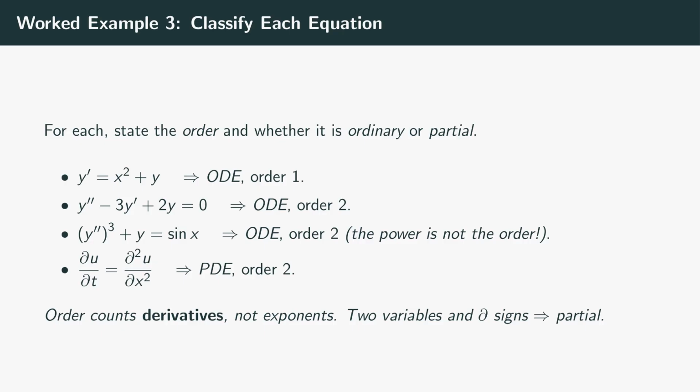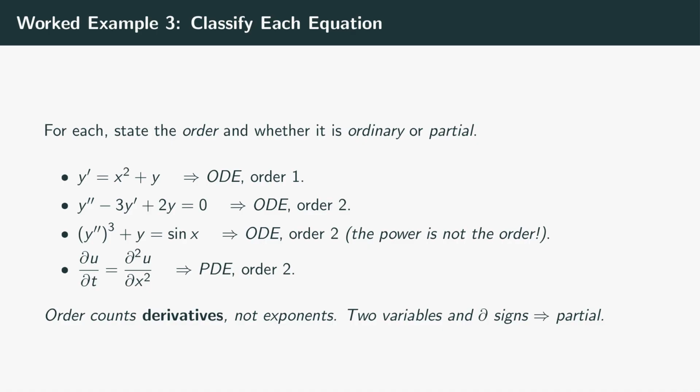Second, y double prime minus 3y prime plus 2y equals 0. A second derivative appears, so it is an ordinary equation of order 2. Third, and watch out for the trap, the quantity y double prime cubed plus y equals sine x. The second derivative is raised to the third power, but that exponent does not change the order. Order counts derivatives, not exponents. The highest derivative is still the second, so this is order 2.